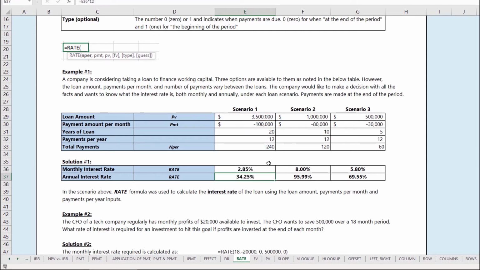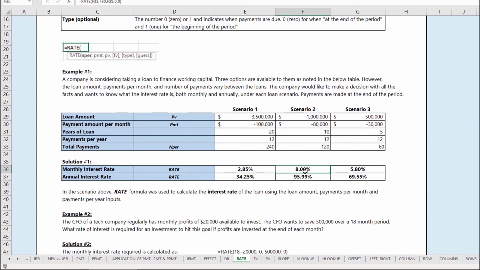And when we put that in and we press enter, we can see that the interest rate is 2.85%. That just suggests that if there are regular installments of $100,000 per month over the course of 240 total payments, then there's going to be an interest rate of 2.85%. On the other hand, for scenarios 2 and 3, the interest rate differs, but the inputs are also different.